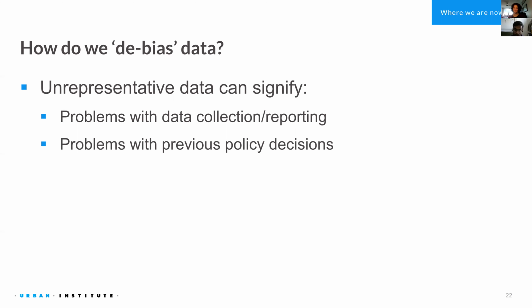It could also represent problems with previous policy decisions. So building on that example, it could have been that a previous policy decision led to over-policing and a lot more patrols in these low-income and minority neighborhoods, and that maybe needs to be looked at further and reversed.